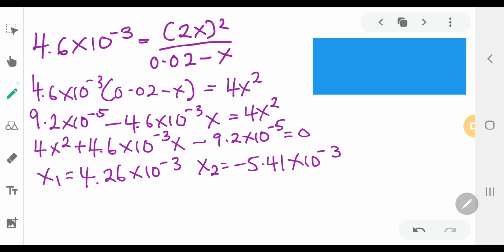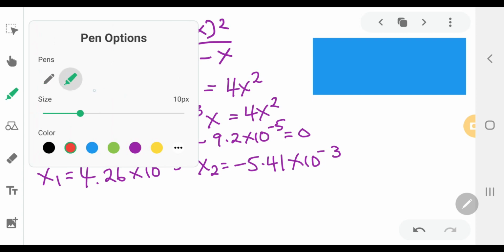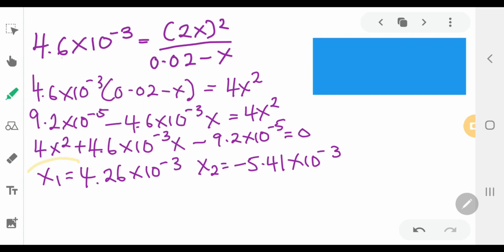Now the question is, which value of x do we need to take? Because we have two. We have x1, and we have x2 over here. So how do you decide? It's very much common sense, since we are dealing with concentration. In real life, you cannot have negative concentration. You're either going to have something or you do not have it, which is zero concentration.